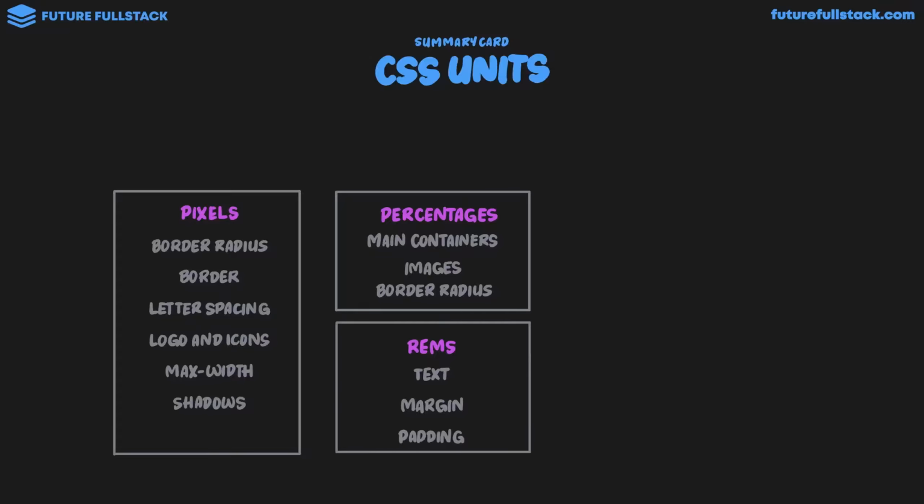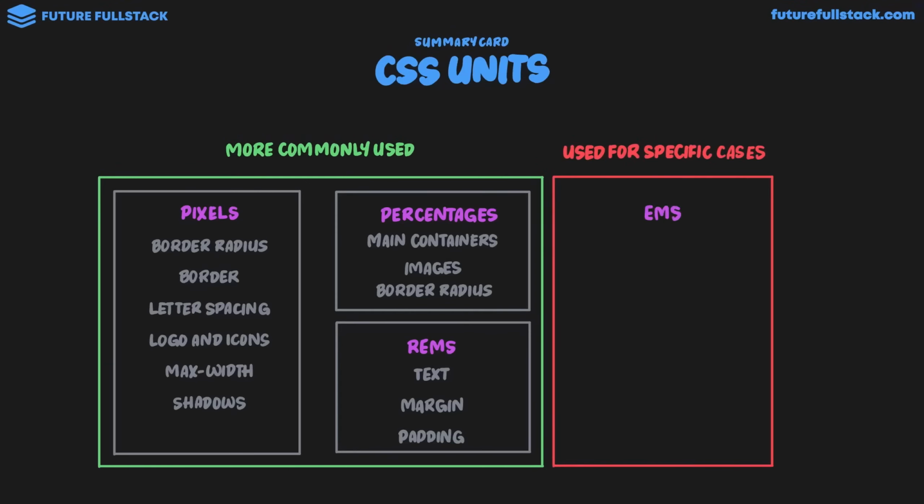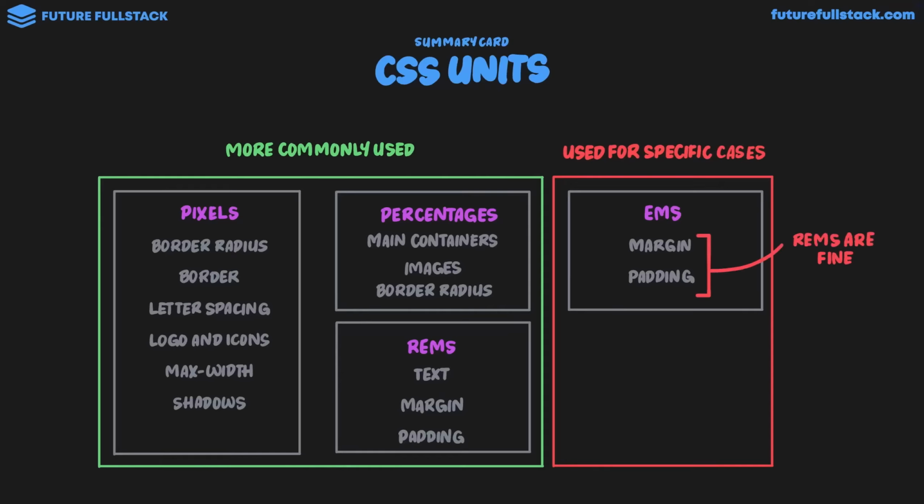Now, pixels, percentages, and REMS are more commonly used, and we're going to be using these throughout our Quill application. There are also properties which are used for specific cases. EMS is an example of one of these. Applying EMS to margin and padding is a common use case. But again, REMS are totally fine, and will make things a lot simpler as we start out.